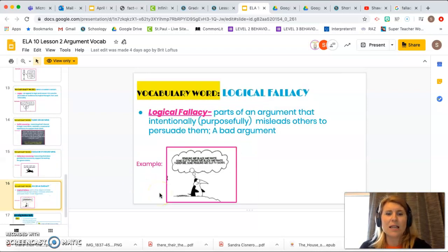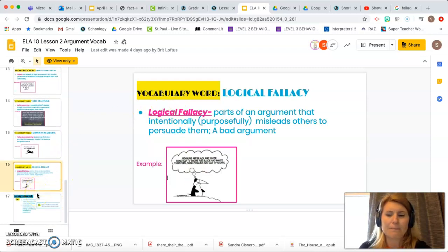Then we have something called a logical fallacy. These are parts of an argument that intentionally, or on purpose, mislead us to persuade us. It's a bad argument. It's a way to trick people. So here's an example. It's kind of hard to see, but it says, "Penguins are black and white. Some old TV shows are black and white. Therefore, some penguins are old TV shows." No, right? That can't be true. This is what we call a logical fallacy.